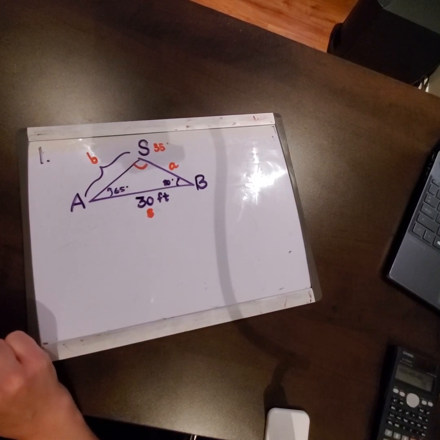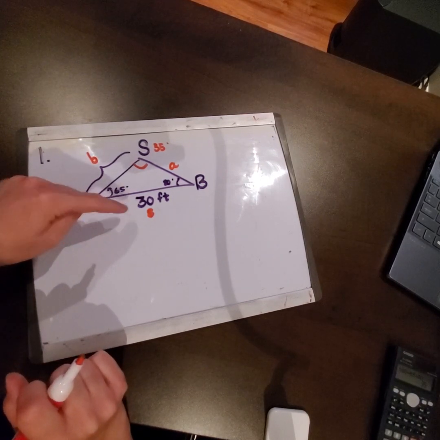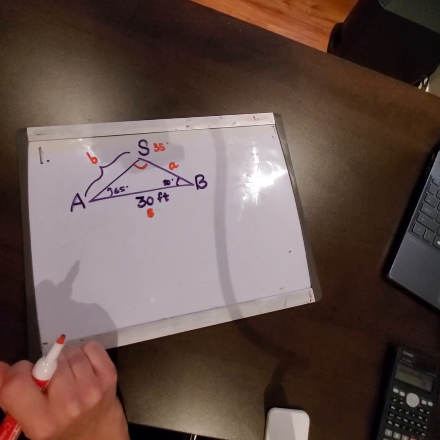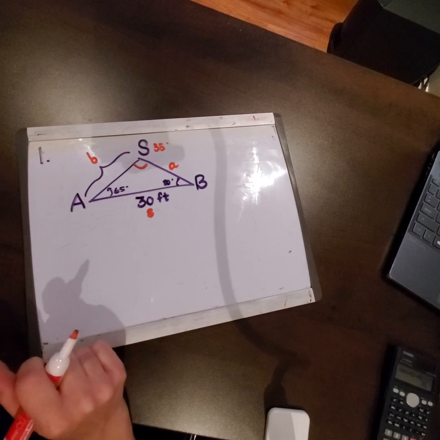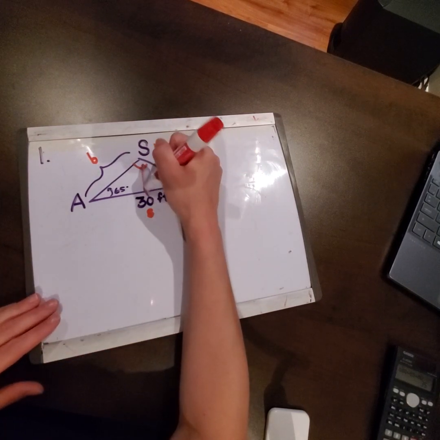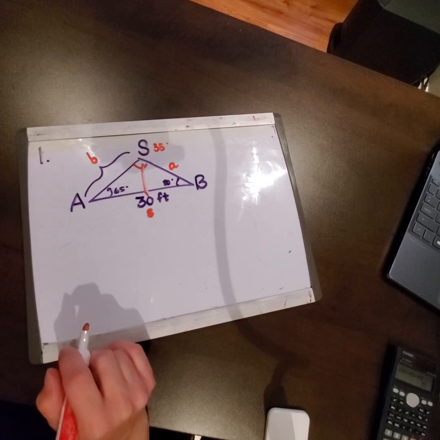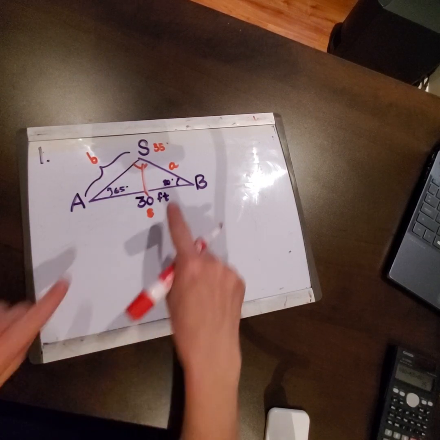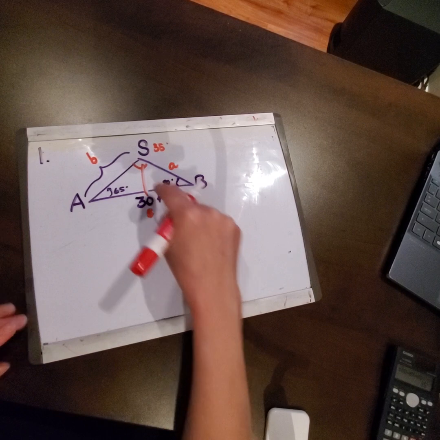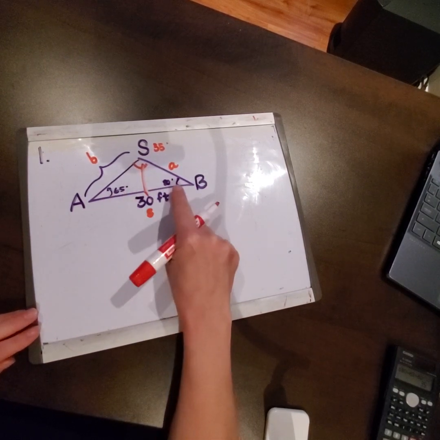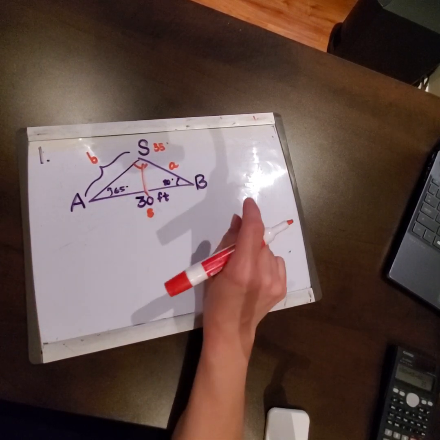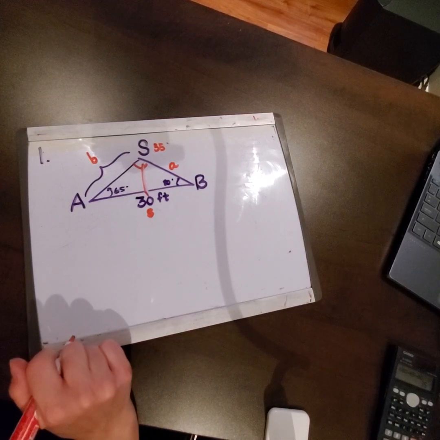And I know I'm not using the cosine law because I would need two sides and a contained angle. I only have the one side. So this must be a sine law question. How do I know it's a sine law question? Because I have a set of opposites, I have big S and little s, and I only need one other piece of information. In this case, I was lucky enough to be given two. So I have a set of opposites and one other piece of information, again, in this case, two. This is a sine law question.